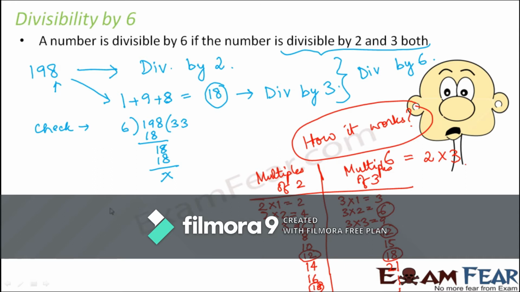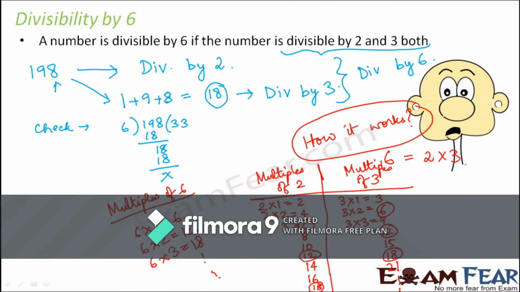And what are these 6, 12, 18? These common multiples are nothing but multiples of 6. So when you actually look at the multiples of 6, what do you see? It is something like this. 6 ones are 6, 6 twos are 12, 6 threes are 18, and so on. So basically the common multiples of 2 and 3 are the multiples of 6.